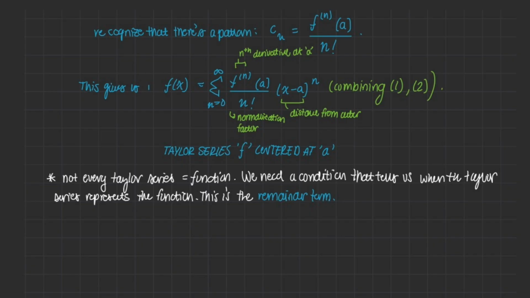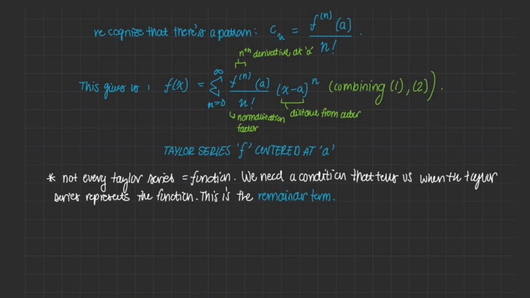and can use this to find out what the coefficient is. Combining 1 and 2 from the last slide, here it is again, we get what a Taylor series for function f centered at a is. f to the n represents the nth derivative at a. x minus a to the n is the distance from the center of the function, and the denominator is simply n factorial.